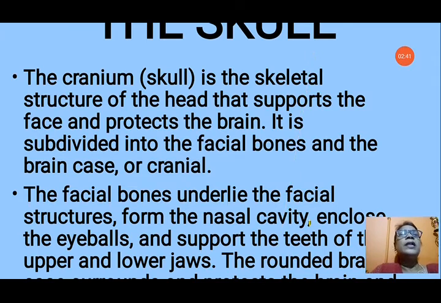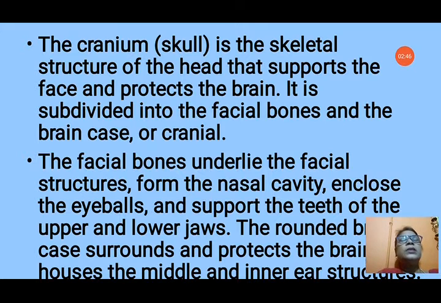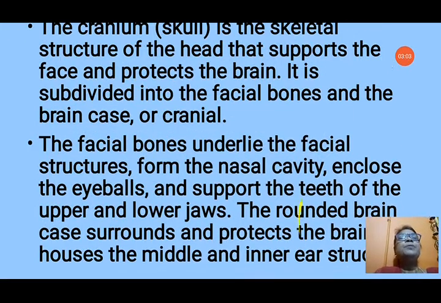The skull. The cranium or skull is the skeletal structure of the head that supports the face and protects the brain. The skull is the structure that protects our soft internal organ, that is the brain. It is subdivided into facial bones and the brain case or cranial bones. Cranial bones protect the brain and facial bones are the bones present in the face. The facial bones underlie the facial structures from the nasal cavity, enclose the eyeballs and support the teeth of the upper and lower jaws. These come under facial bones. The rounded brain case surrounds and protects the brain and houses the middle and inner ear structures also.